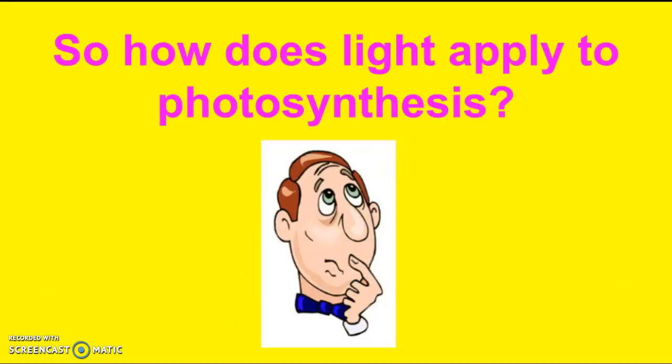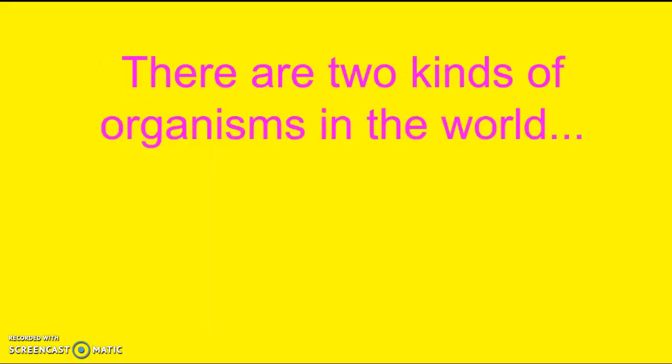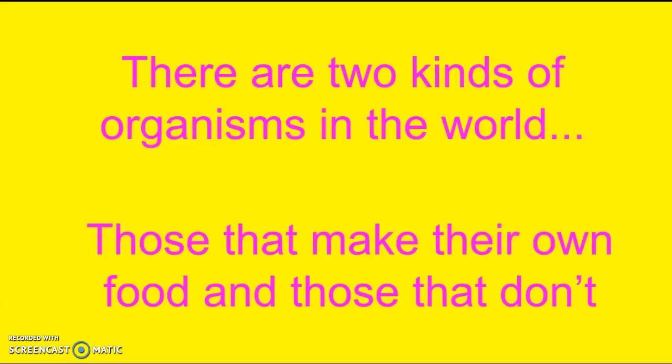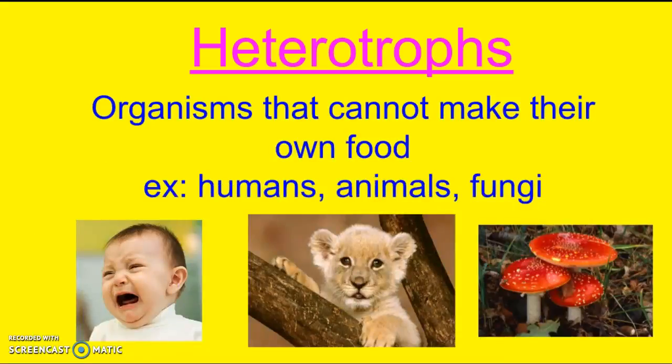So how does light apply to photosynthesis? Well, let's find out. First of all, there are two kinds of organisms in the world, those that make their own food and those that don't. Autotrophs are organisms that make their own food. These are your plants, grasses, trees. Then there's heterotrophs. These are organisms that cannot make their own food and must get their energy from eating autotrophs. Autotrophs, on the other hand, they get their energy directly from the sun. So examples of heterotrophs are humans, animals, fungi.